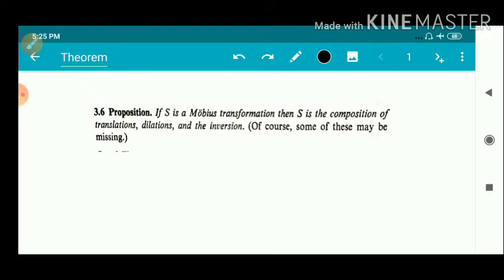That is, any Mobius map is the composition of transformations like translation, dilation, and inversion. Sometimes some of them are missing. And in general, we can say that any Mobius map contains all these transformations: translations, dilations, and inversion.